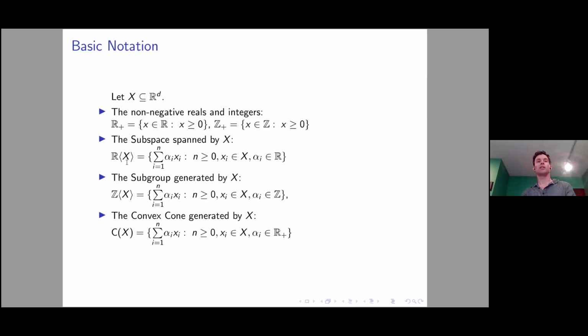So I'll be using these notations, with C for convex cone and the Z and the R in front of it to note which linear combinations we're using. It will occur later on in this talk.